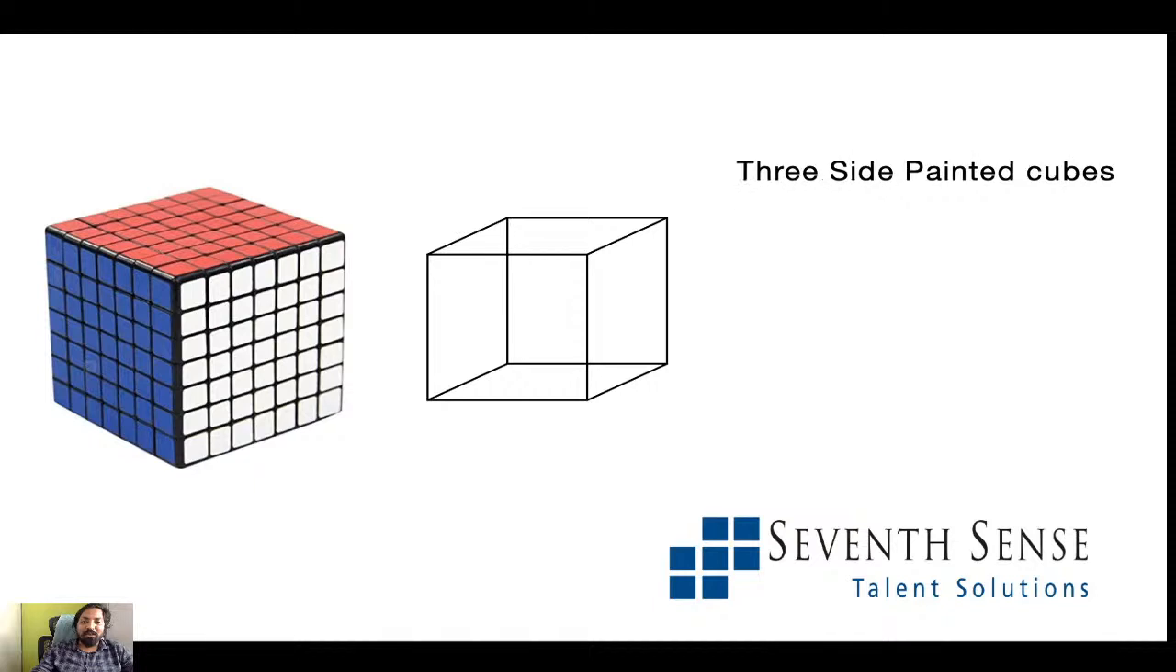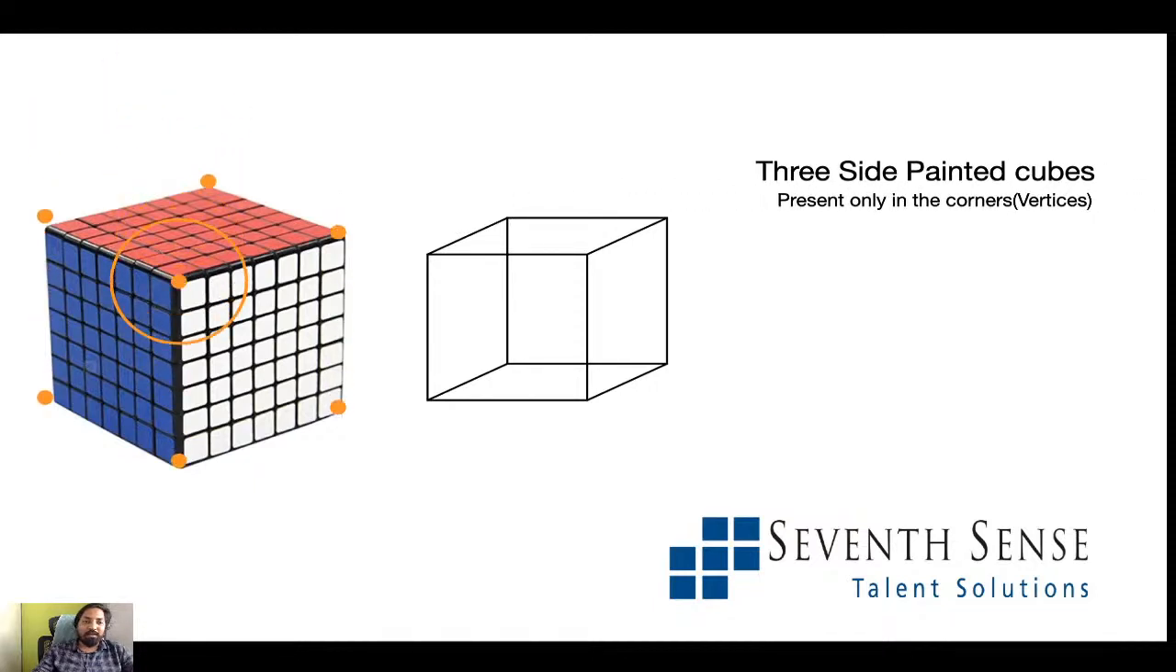And where are those 8 cubes? Present only in the corners. These are the 8 cubes. You can see on the screen, all of them are marked. All of them are at vertices, and vertices are always fixed. So the three side painted cubes will always be constant, and it will be 8. Now let's go to the next.